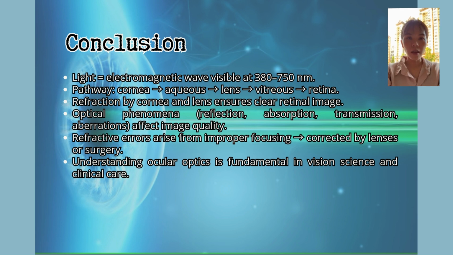To summarize, light is an electromagnetic wave that travels through the eye along a defined path. The cornea and lens bend light to form an image on the retina. Refraction is the key to clear vision. But if the system is not perfect, refractive error results. Corrective lenses and surgery are based on these principles. Ultimately, optics is the foundation of vision science and clinical eye care.